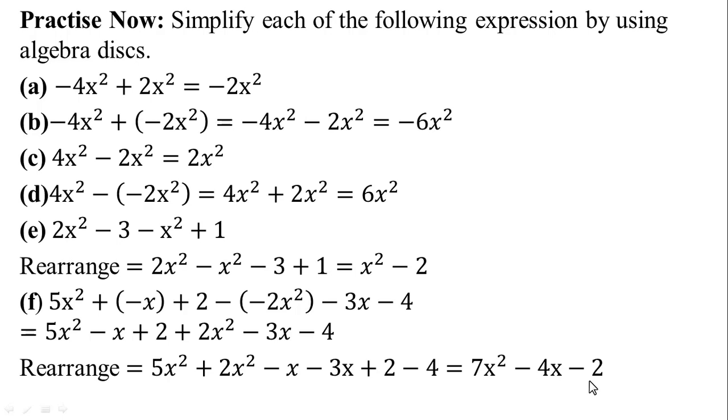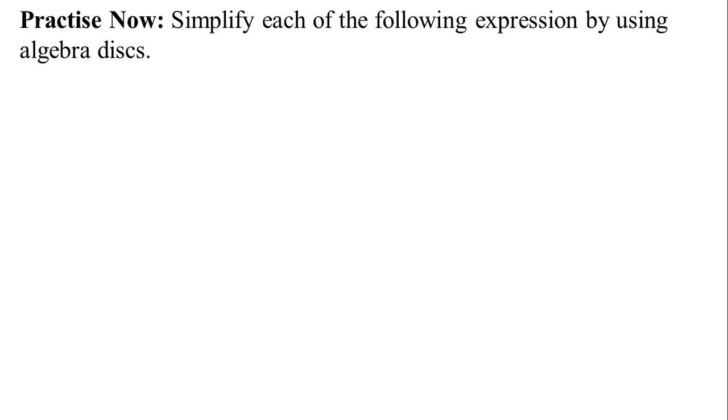In Practice note 2 on page number 43, simplify each of the following expressions by using the algebra discs. Now in first part, minus into 2x square plus x minus 1. So minus multiply by each term, change the sign of each term. Then it is equal to minus 2x square minus x minus 1.